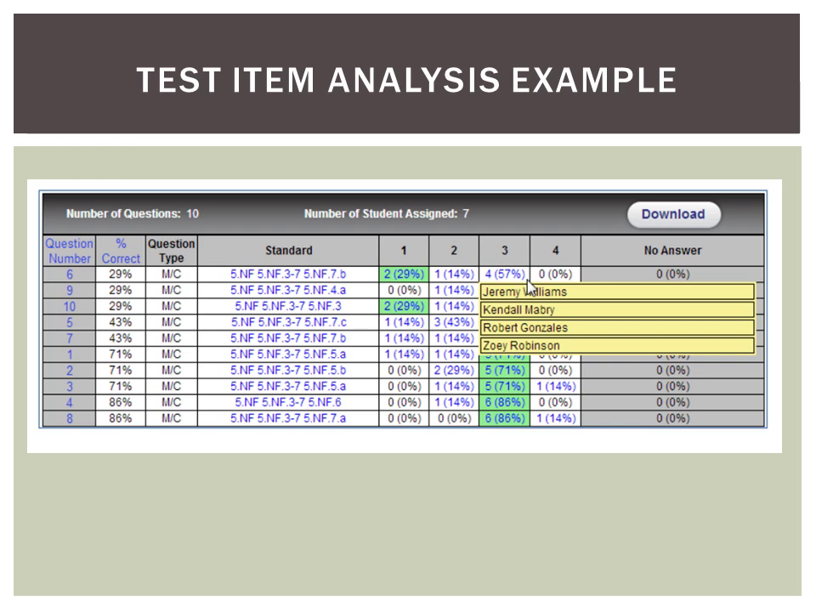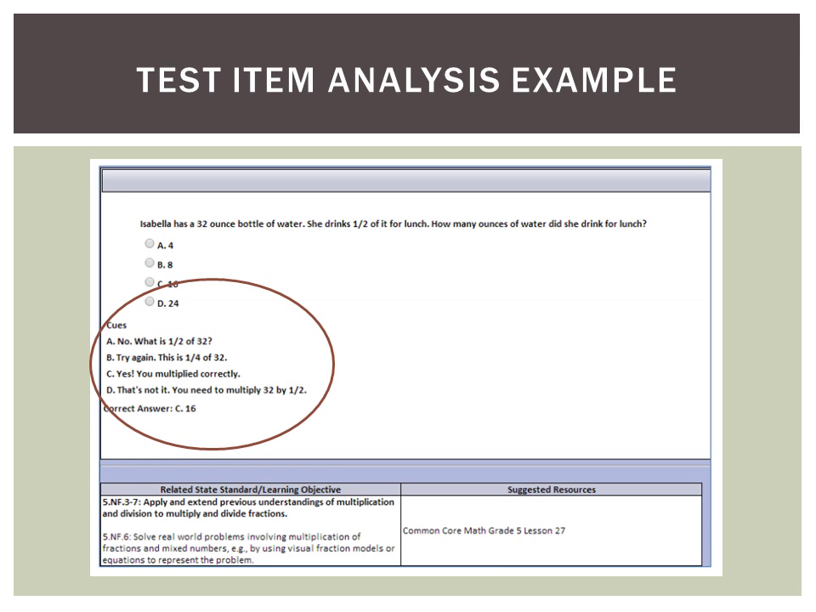Columns labeled 1 through 4 represent the multiple choice options for questions. The cell marked in green is the correct answer. Click a percentage to see the names of students who chose that option. Students who did not answer the question will be counted in the no answer column. Click a question number to see the details of the question.